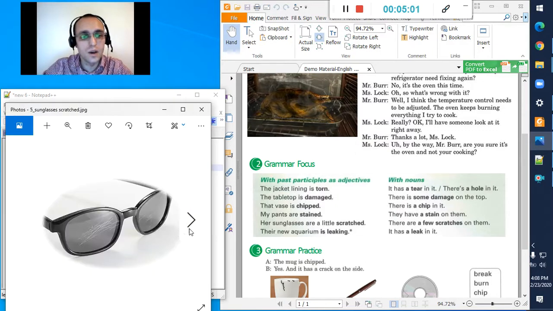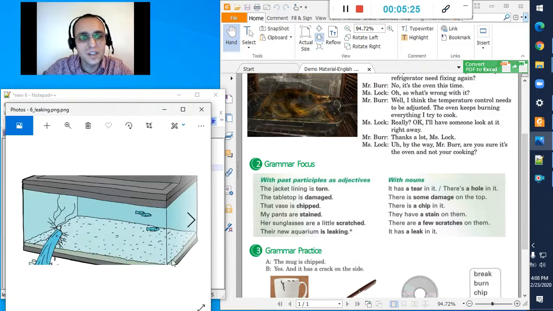Okay, what can you see there? Okay, so the lenses have thin lines. Those lines were made with a sharp object. So what are the scratches? Are lines, or you can say that a scratch is an abrasion, okay? These are made with sharp objects. Very well. Next one. Their new aquarium is leaking.